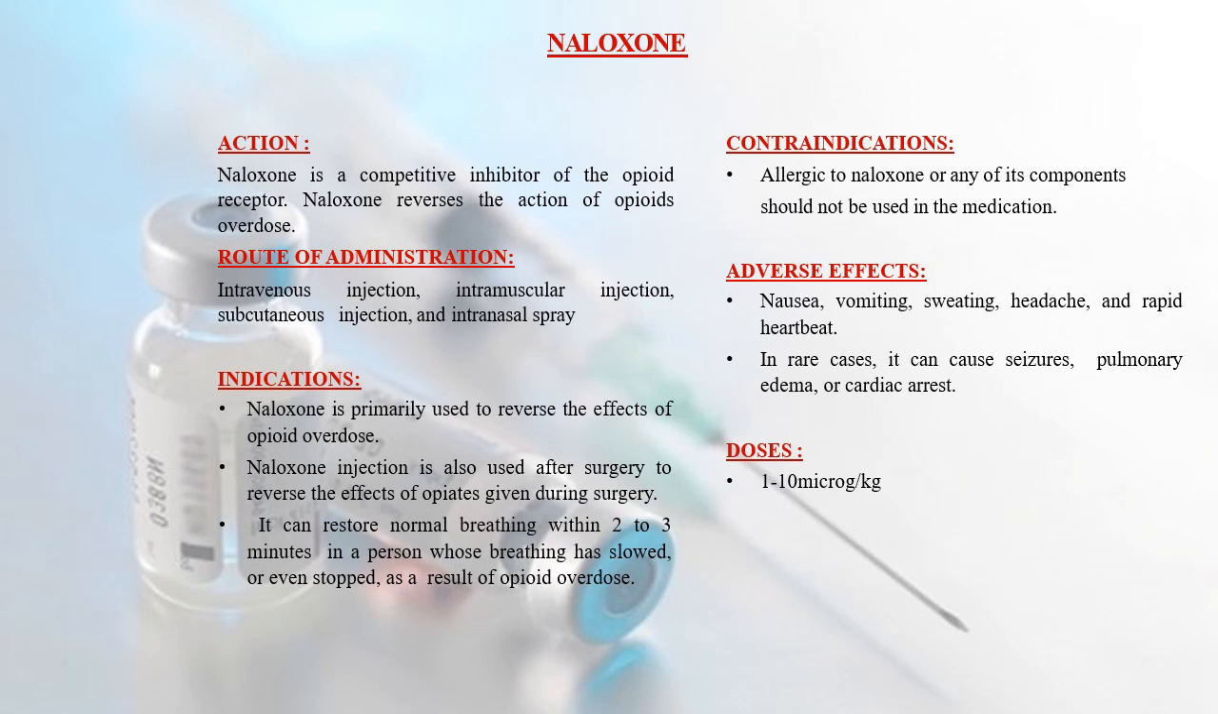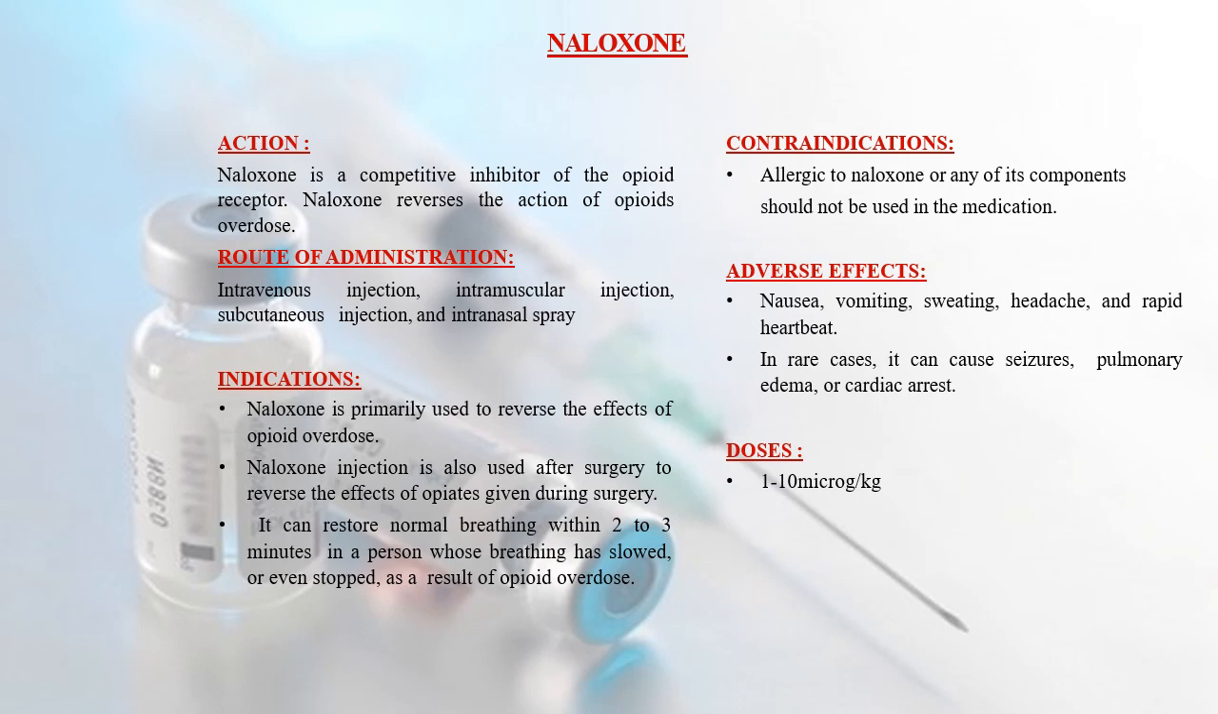And the last one is naloxone. Naloxone is a competitive inhibitor of the opioid receptor. It inhibits the opioid receptor and reverses the action of opioid overdose. Its routes of administration are intravenous injection, intramuscular injection, and subcutaneous injection, and it is also used in intranasal spray form.